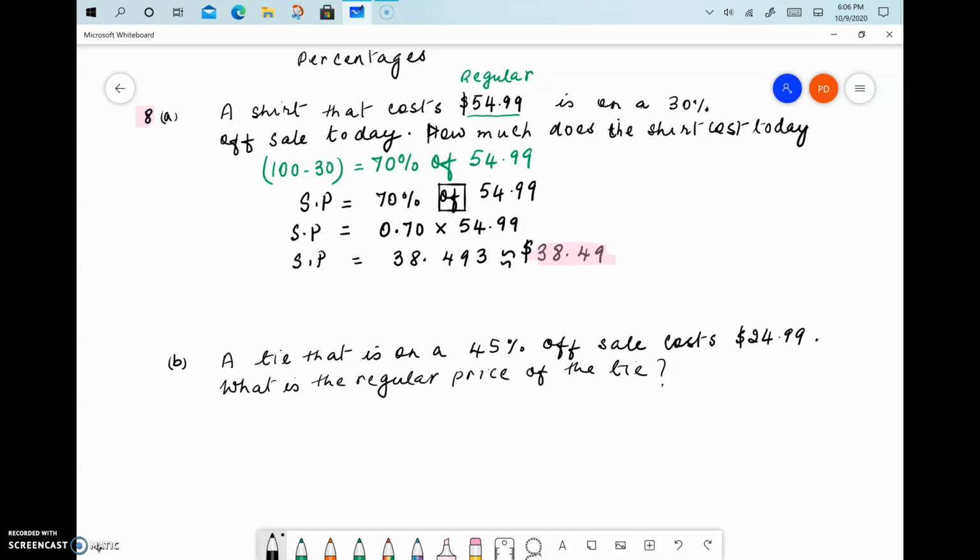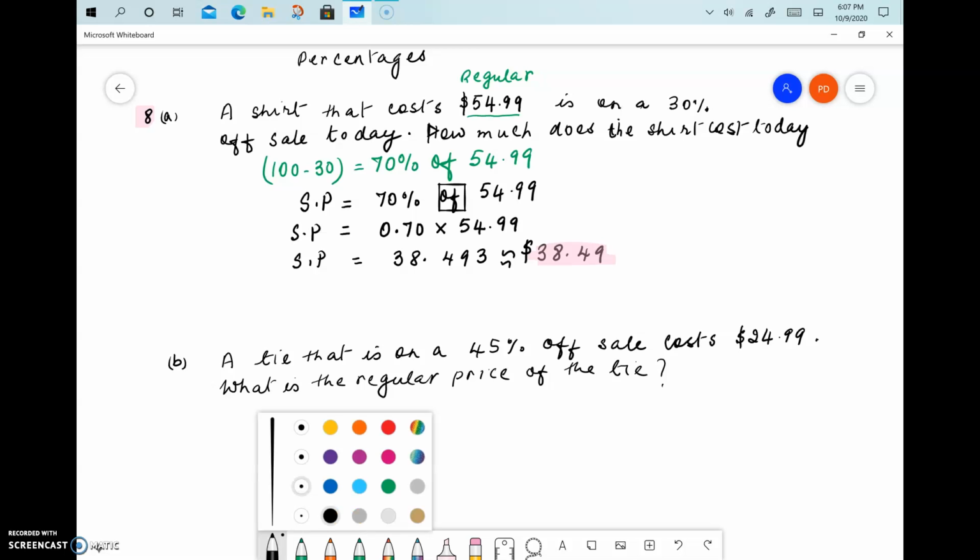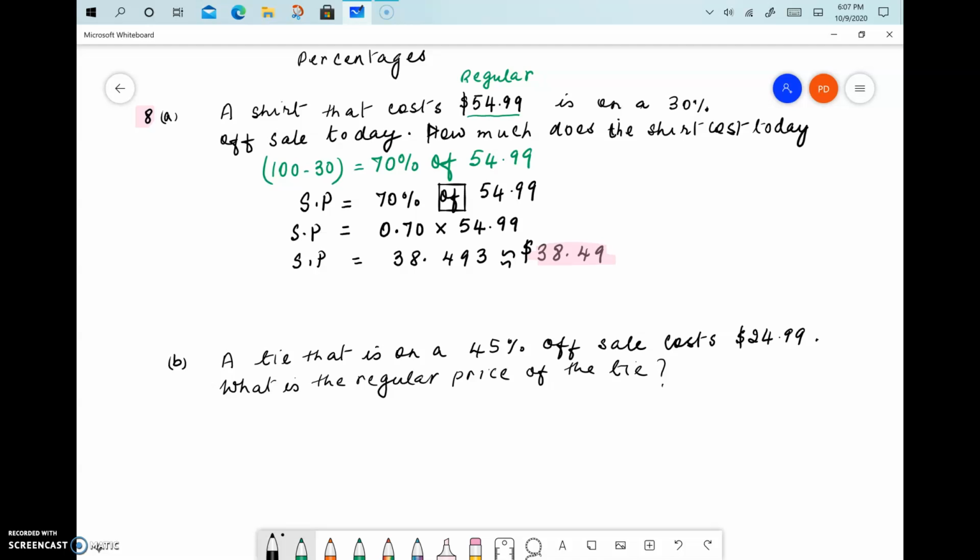Now let's look at the second question. So here we have a tie that is on a 45% off sale. So here we're going to get a 45% off of the regular price. So a tie that is on sale costs $24.99. So this is the sale price. So when we read the sentence carefully, we see that this is the sale price.